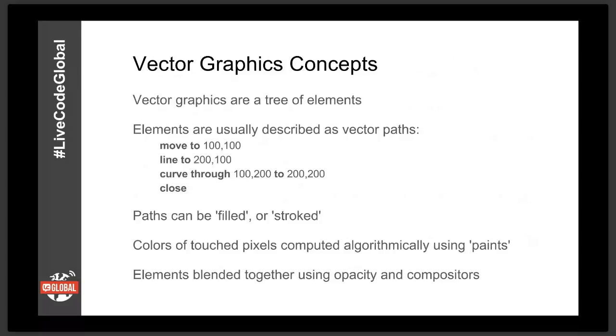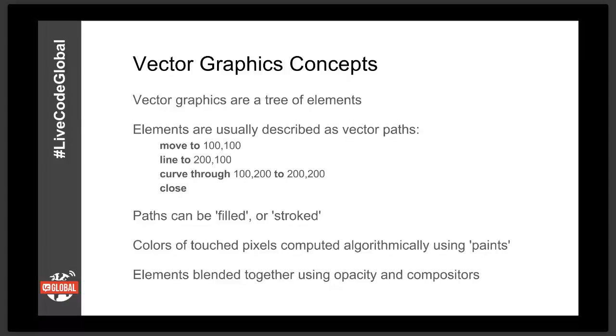Instead, you tend to think of something called paints. A paint is an abstraction that describes how you fill something algorithmically. Typical paints you find are solid colors, gradients, and also patterns, which typically take raster images to fill and tile an area with. That's actually the way you do images in vector graphics as well, because an image being displayed is simply a rectangle that's been filled with an image pattern at the size of the rectangle.